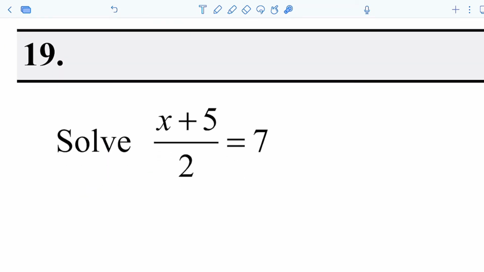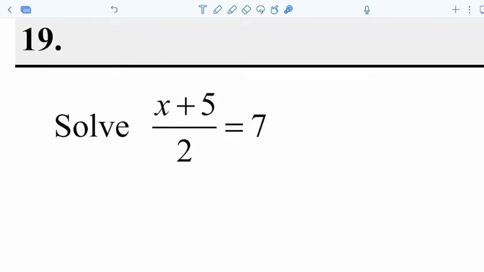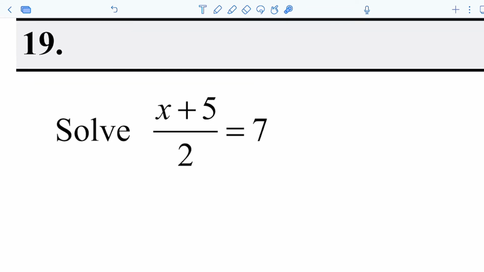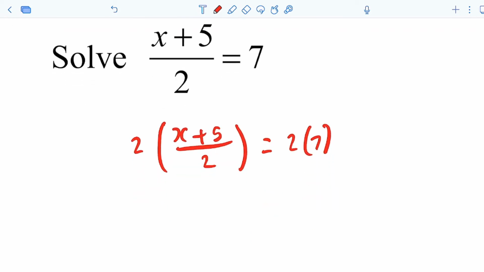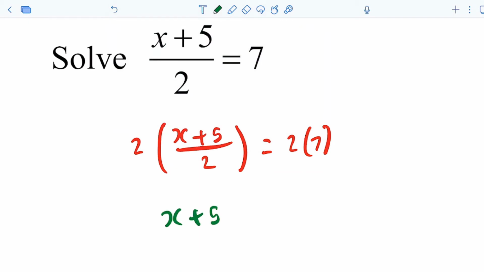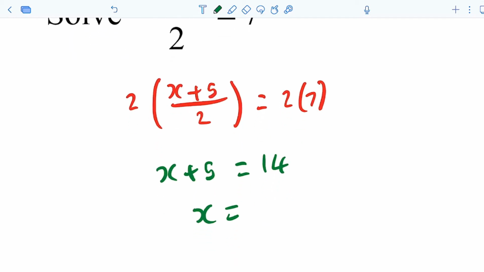Okay, question 19, very similar to question 18. So instead of having divided by 5, this time we've got divided by 2. So it's the same thing, we just multiply everything in the question by 2. So we'll rewrite it like this: 2 brackets x plus 5 all over 2 is equal to 2 multiplied by 7. Okay, from here we just expand the brackets, so the left hand side we are left with x plus 5, and this is equal to 14. Taking 5 away from both sides and we get x is equal to 9.